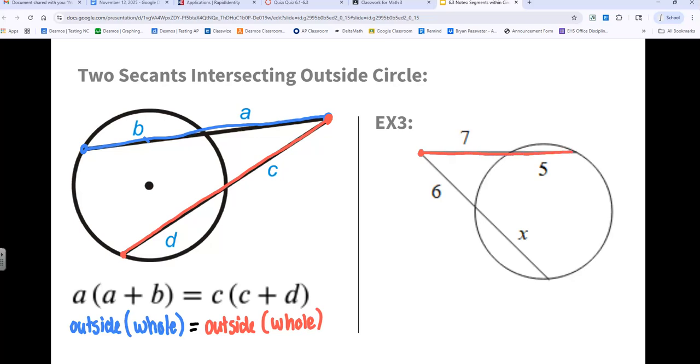I think I'll look at this one on the top here. I'm going to do the outside part, which is 7, and then I've got to multiply that by the whole line, which would be 7 plus 5, those two pieces added together. If you want to go ahead and make that 12, that's fine. Then that would be equal to, we're going to look at the pieces of this blue line here. The outside part is 6, and then the whole thing would be 6 plus x.